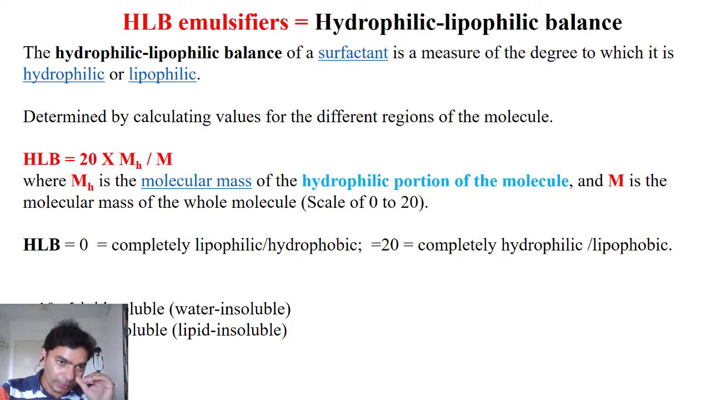So if it is less than 10, it is lipid soluble, water insoluble. If it is greater than 10, it is water soluble and lipid insoluble, right? So this means between 10 to 20 it is water soluble, and between 0 to 10 it is lipid soluble.